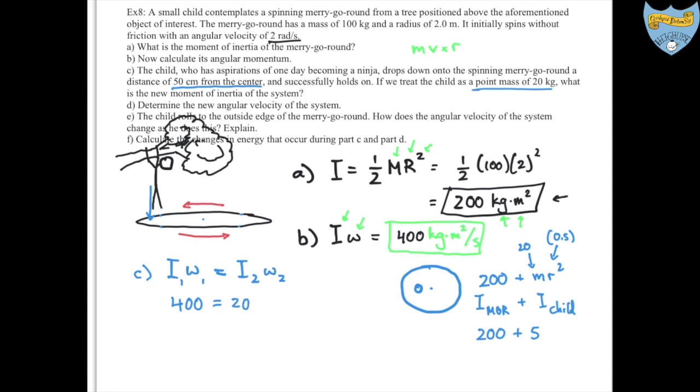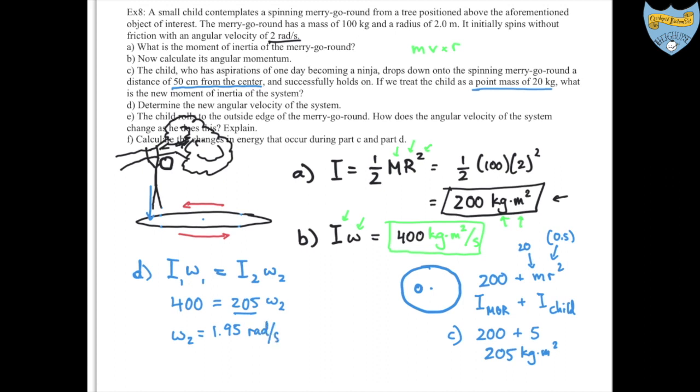Now we got 205 there, times omega 2. My apologies, that was 205 there. That was the answer to C. That's all C wanted to know, the new moment of inertia. So really what I'm doing here is D. D wants to know the new angular velocity. A little bit of math later, and the new angular velocity is roughly 1.95 radians per second.